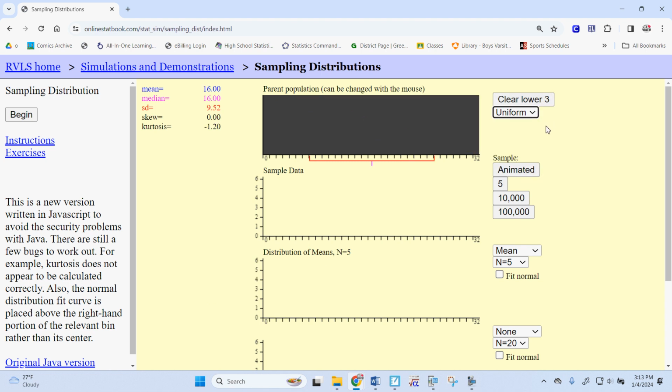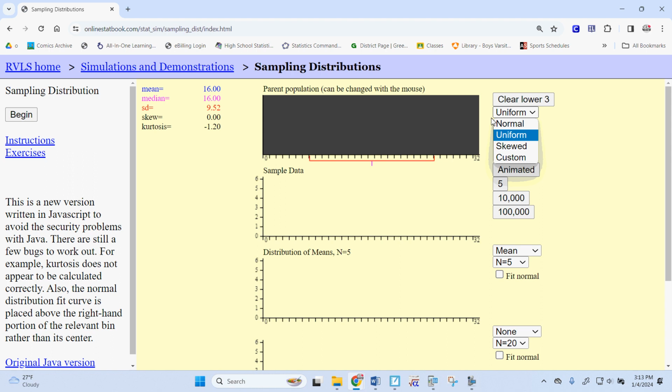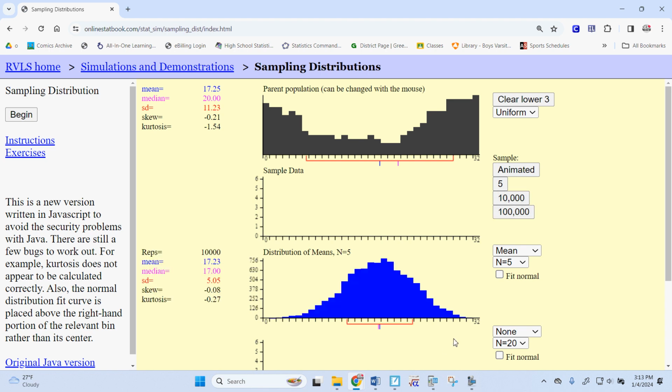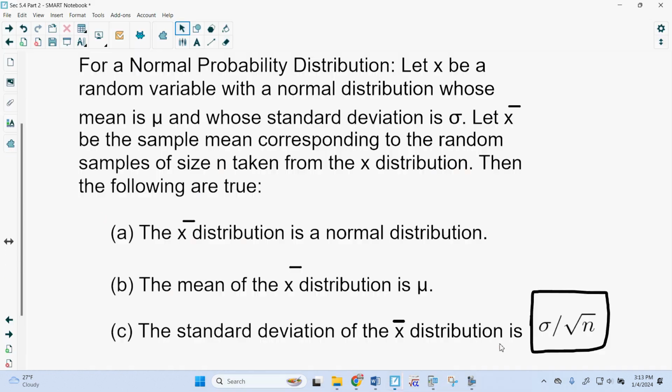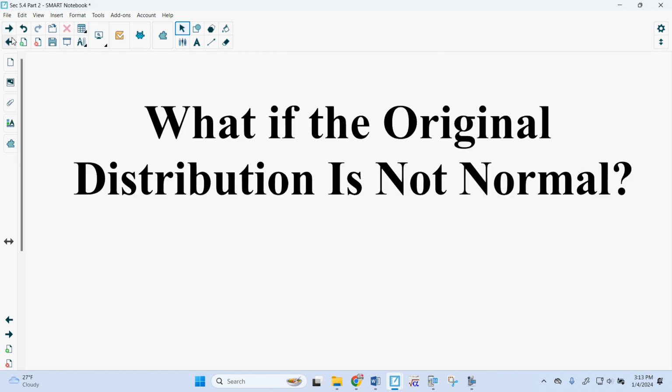What about if it's uniform? There's no normal, bell-shaped curve at all, and we do 10,000 samples. We also get a normal curve. And if we have some other random-shaped curve and we take it, we end up with a normal curve. So what happens if the original is not normal?